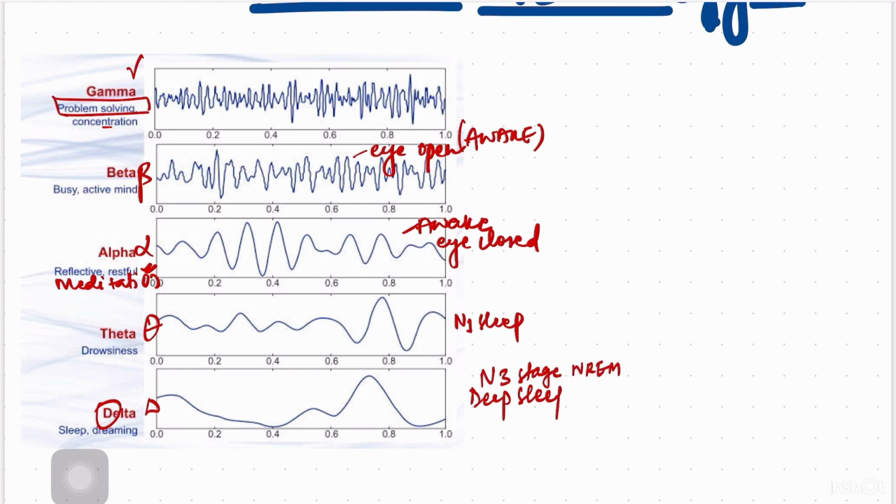Okay. Now from above to below, if we see, the frequency decreases and the amplitude gradually increases. So this is the highest frequency, and then again see the frequency is decreasing.